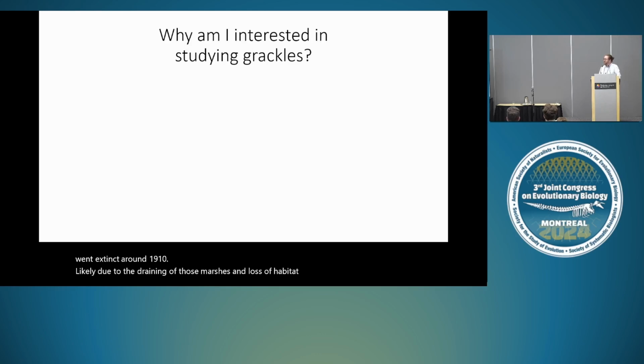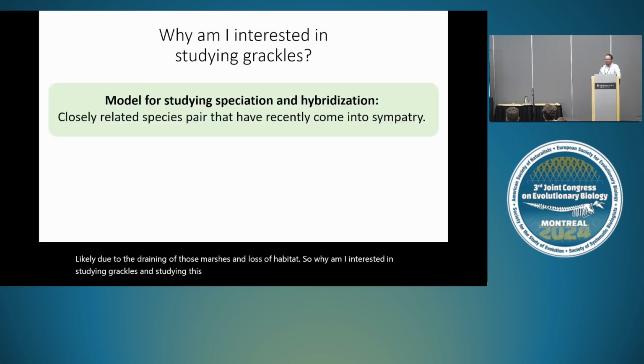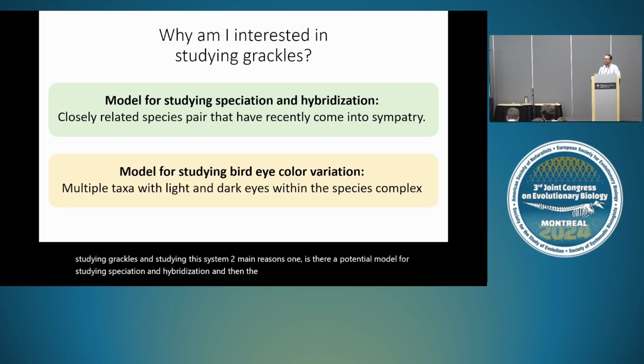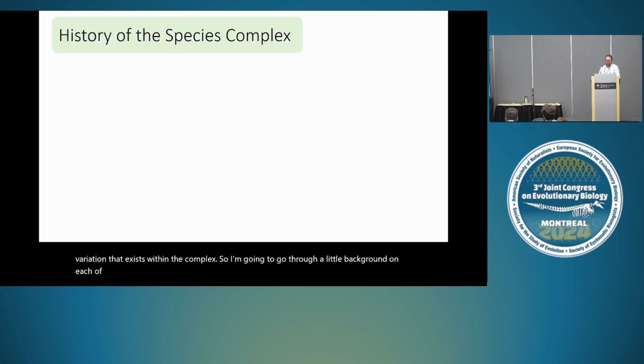So why am I interested in studying grackles and studying this system? 2 main reasons. One is they're a potential model for studying speciation and hybridization, and then the other is because of that eye color variation that exists within the complex. So I'm going to go through a little background on each of these points.